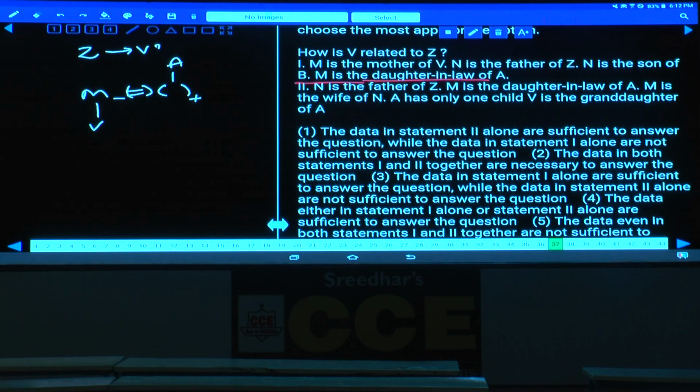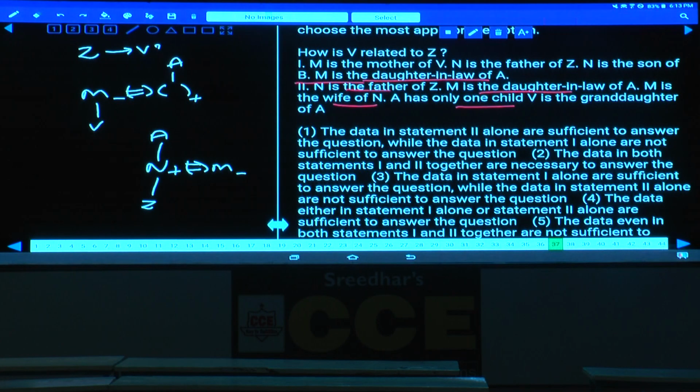Then coming to the second one, N is the father of Z can be written like this, and M is the daughter-in-law of A. M is the wife of N. As M is the wife of N, M is the daughter-in-law of A. That means N's parent is A. Next one, N is the father of Z. M is the daughter-in-law of A. M is the wife of N. A has only one child.